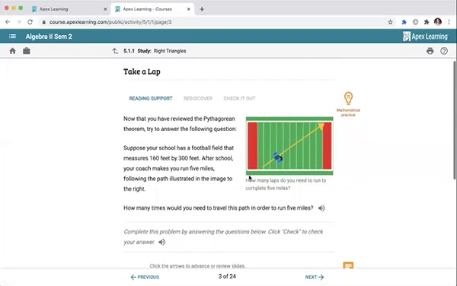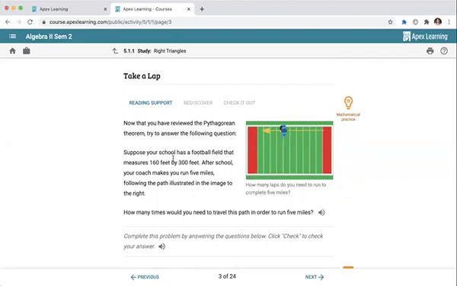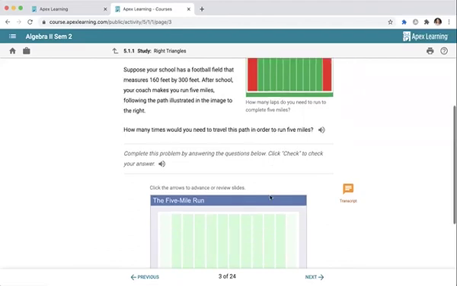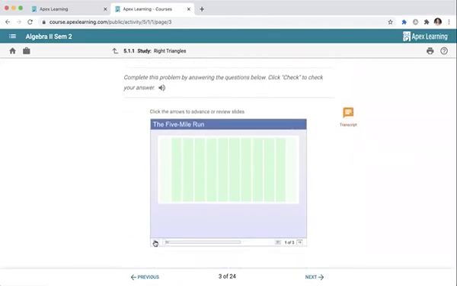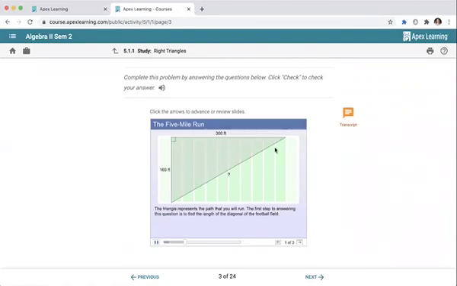Okay, so then if we were to look at this problem here, we're supposed to run a football field that measures 160 feet by 300 feet. After school, our coach makes us run 5 miles. All right, so we have to run along this path here, and hopefully what you're noticing is that it's a triangle that has a right angle. So this is a right triangle here. All right, so the question is then, how many times would we need to travel this path in order to run 5 miles? So obviously here, this triangle is showing us our path.